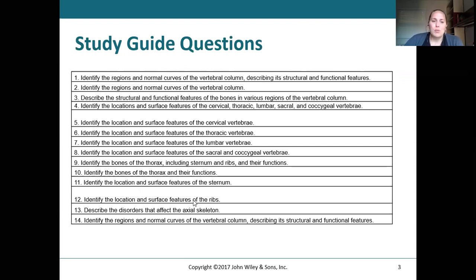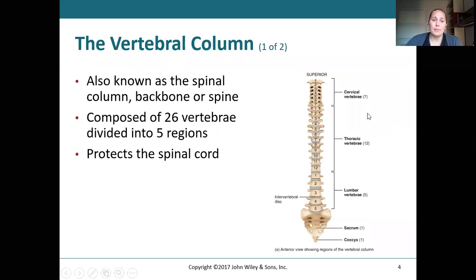Identifying normal curves of the vertebral column, structures of the vertebra. So we're going to be talking about the vertebra as well as the sternum and ribs and other features of the axial skeleton, including diseases of the axial skeleton. Okay, so the vertebral column, you can see here, is also known as the spinal column, the backbone or spine. It's composed of 26 vertebra, divided into 5 regions, and it protects the spinal cord.